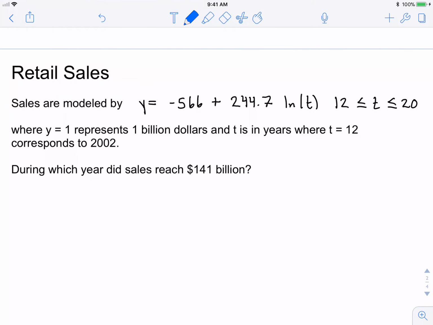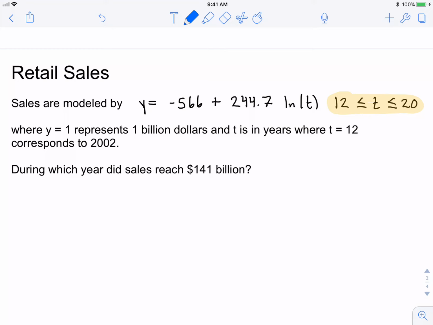We're looking at retail sales, and we see that our sales are modeled by an equation. y is equal to negative 566 plus 244.7 times the natural log of t, where t is allowed to range between 12 and 20. We let y equals 1 represent $1 billion, and t is in years, where t equal to 12 corresponds to the year 2002. And using these small numbers allows us to condense this equation so that we don't have to deal with numbers that are billions large.